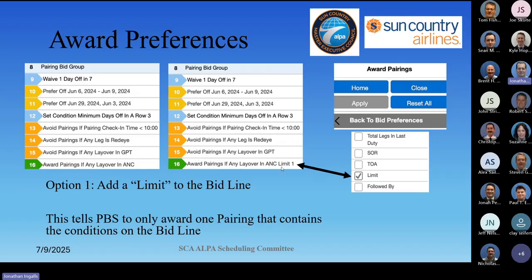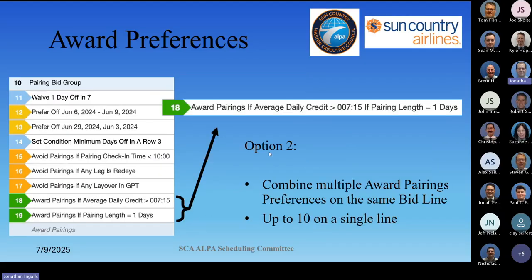Versus this one, where you're saying, I just want to go to Anchorage one time. Only one layover in Anchorage. If you want to spend your whole month with Anchorage layovers, this is what you want to do. If you're like, Anchorage is cool, but I only need to go fishing once this month, use this one. It's totally what you're trying to accomplish.